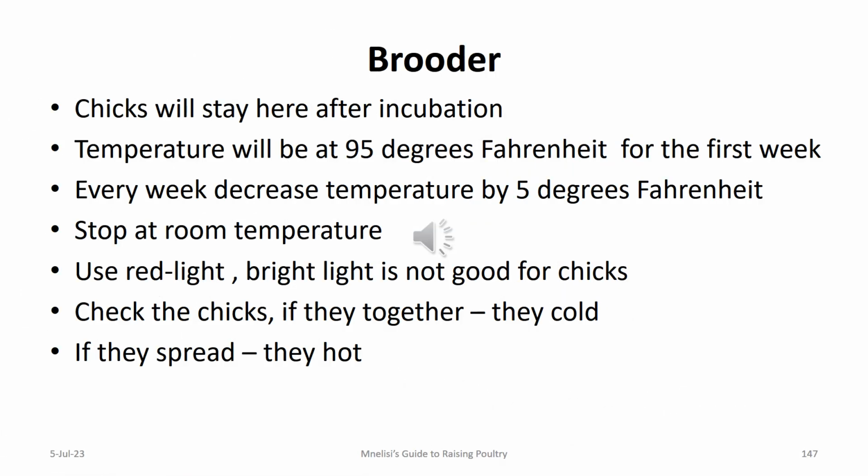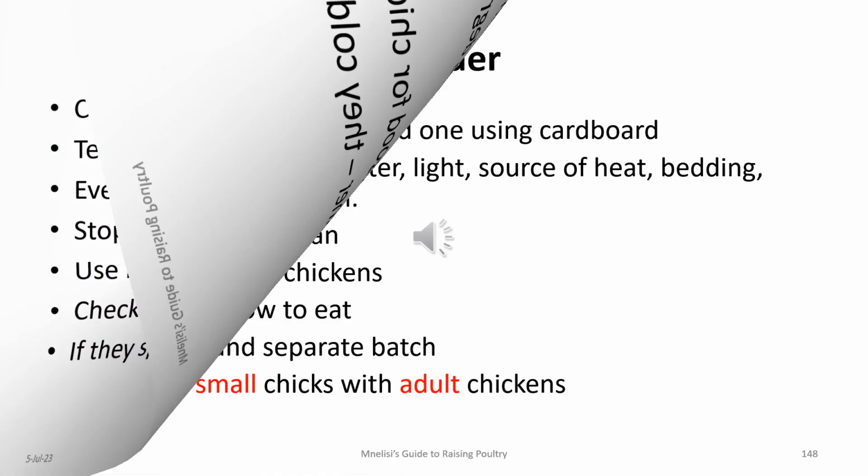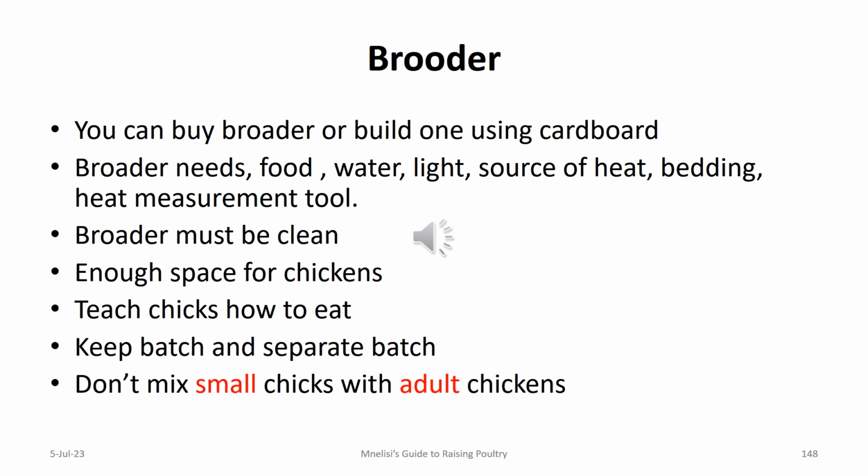A brooder. A brooder is a place for chicks to grow. Chicks will stay here after incubation for a few weeks. You need to set your temperature to 95 degrees Fahrenheit for the first week. Every week you need to reduce your temperature by 5 degrees Fahrenheit, and then you need to stop at standard room temperature. You can buy a brooder or build one using cardboard.